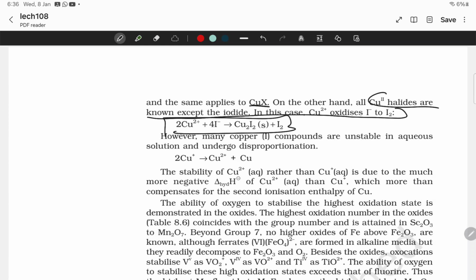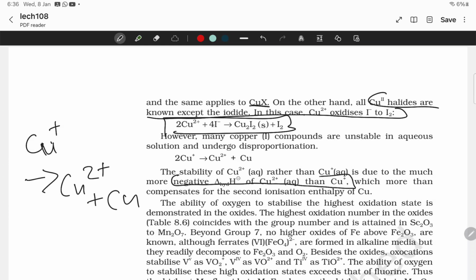Okay, it's given here. Now, however, many copper 1 compounds are unstable in aqueous solution and undergo disproportionation. The thing is that Cu plus is very unstable. They disproportionate into Cu2 plus and Cu. This is very important. The stability of Cu2 plus rather than Cu plus is due to the much more negative hydration enthalpy of Cu2 plus than Cu plus. Why is Cu2 plus more stable? It is due to higher negative hydration enthalpy.